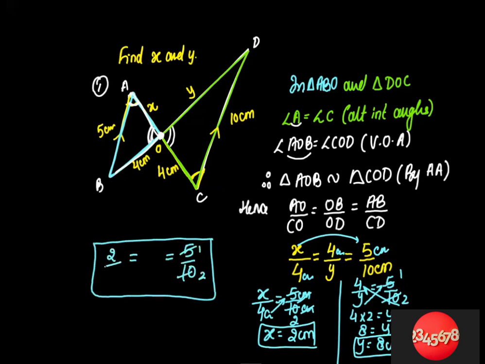X is coming 2 and this is 4. It's also coming 1 by 2. This is 4 and y is coming 8. This is also coming 1 by 2. Because the ratio of all the sides is the same, the sides are proportional. Is this clear? Yes. Very good. So this is how we deal with the first shape.